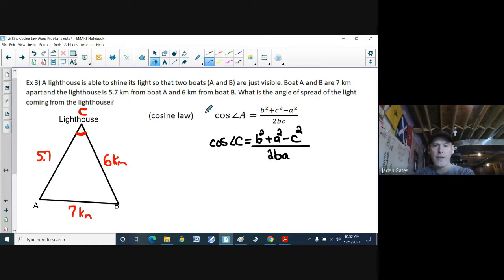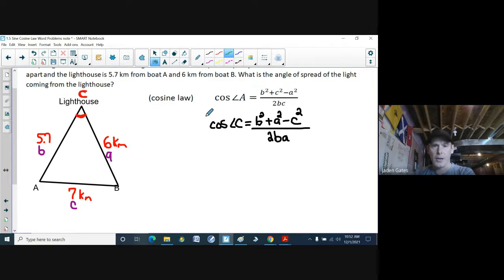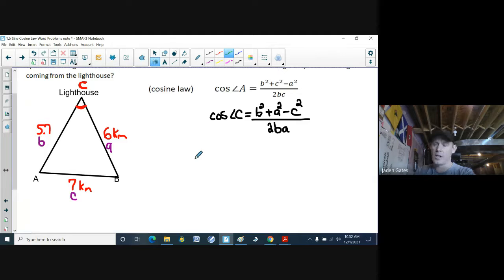Now to figure out which side's which, again, across from angle A is side A. Across from angle B is side B. And of course, across from angle C is side C. All right. Now I'm going to substitute into my formula here. So I don't need the words anymore, which is great because I am not a big fan of English. That's why I'm a math teacher.